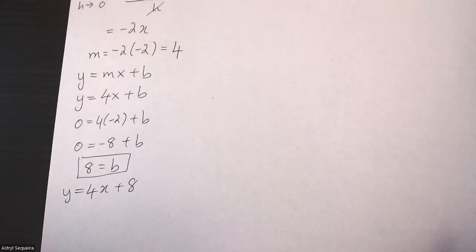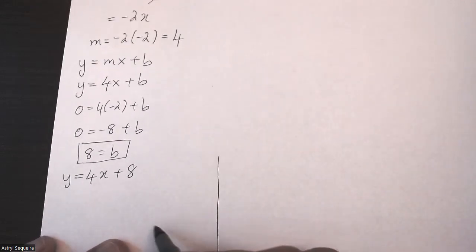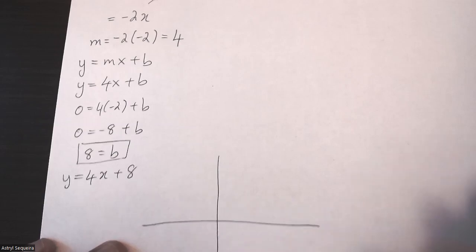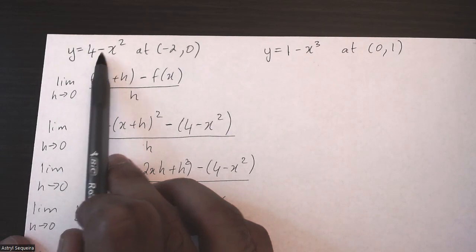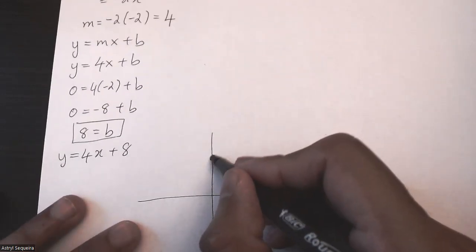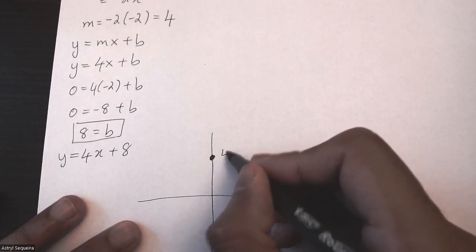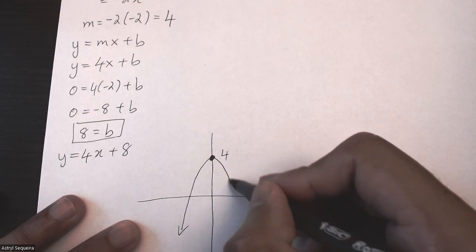Now I'm going to just sketch this entire situation out so you understand what's going on. Over here, you see I have a quadratic equation y equals 4 minus x squared. 4 minus x squared, you should be able to sketch it instantly. The vertex is at positive 4 and the graph opens downwards.